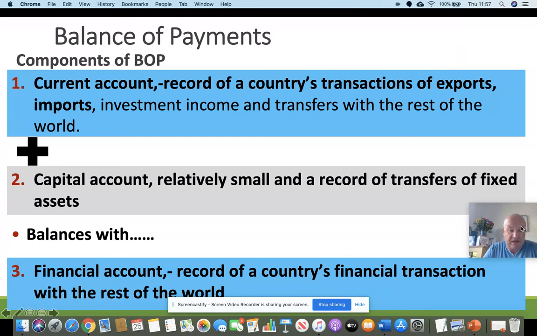Number one is the current account. And we talked about that in a little bit of detail. The transactions of exports and imports, including investment income and transfers with the rest of the world. Then we've got the capital account, which is to do with recording transfers of fixed assets. And then we've got this balance where if we can't finance the level of imports based on the amount of exports that we've achieved, then obviously we're going to need to finance that by borrowing money from somewhere else in order to make that work.